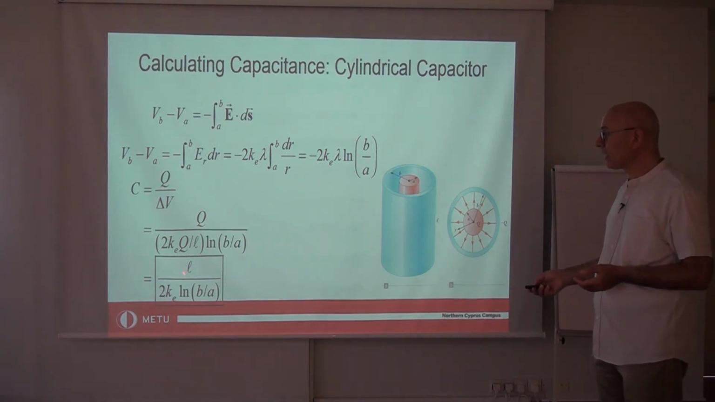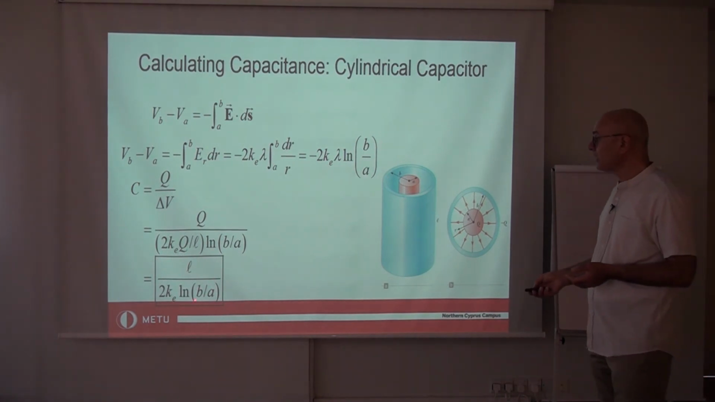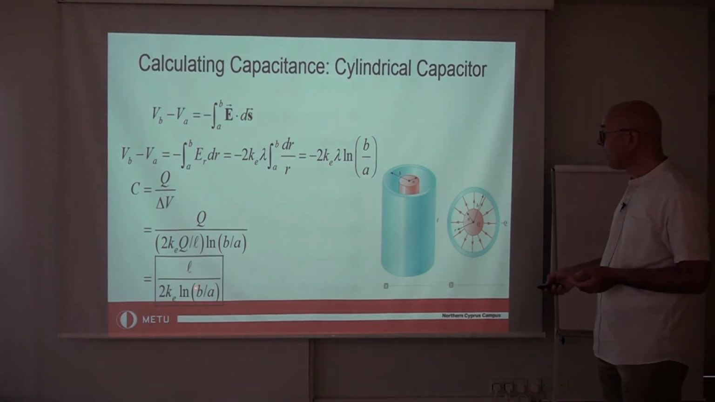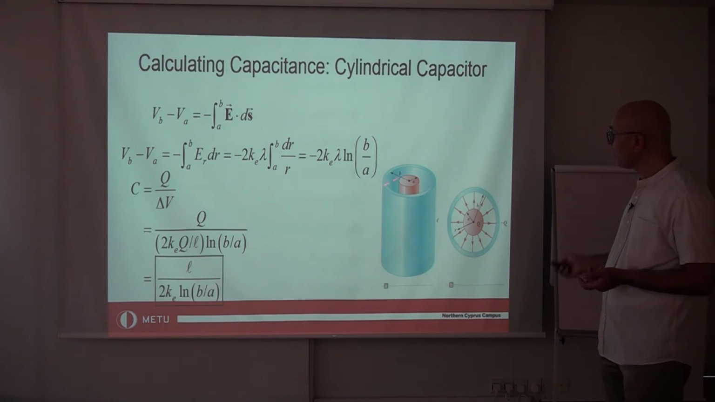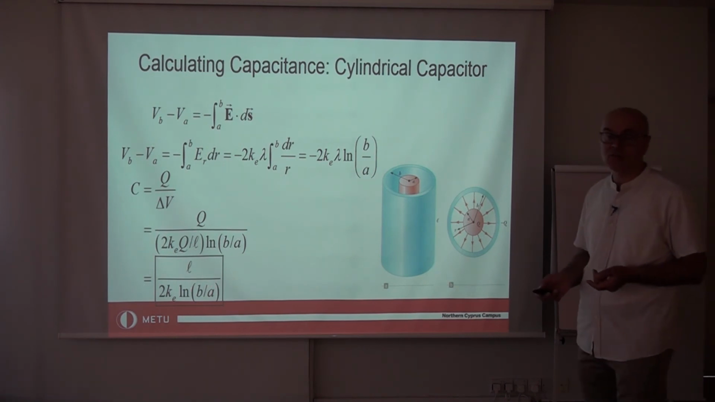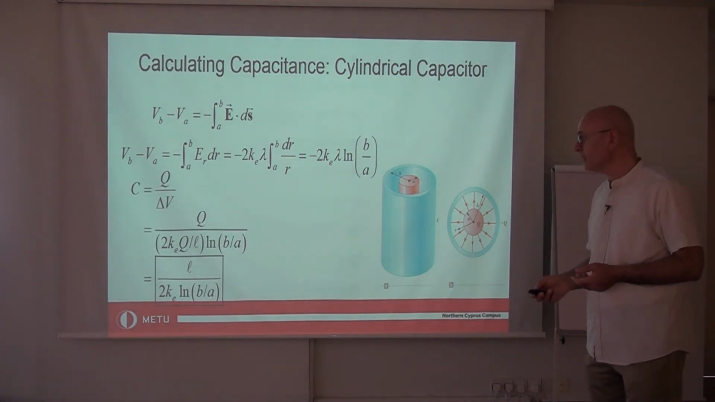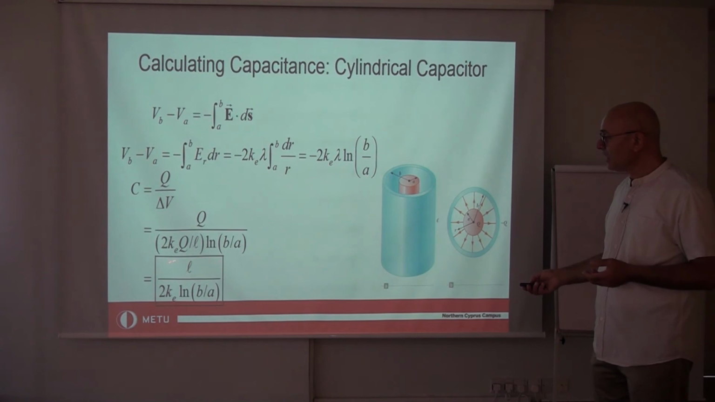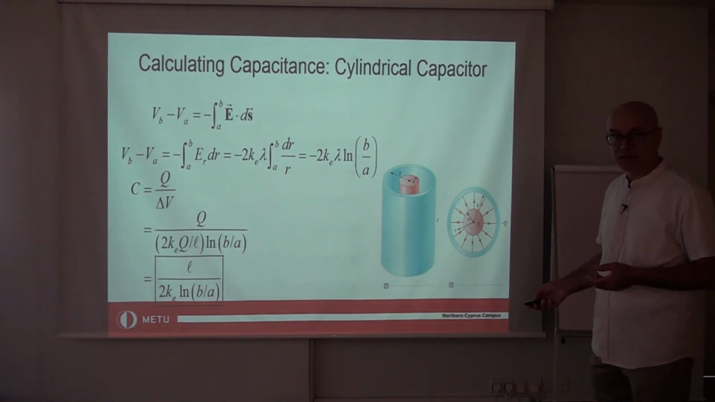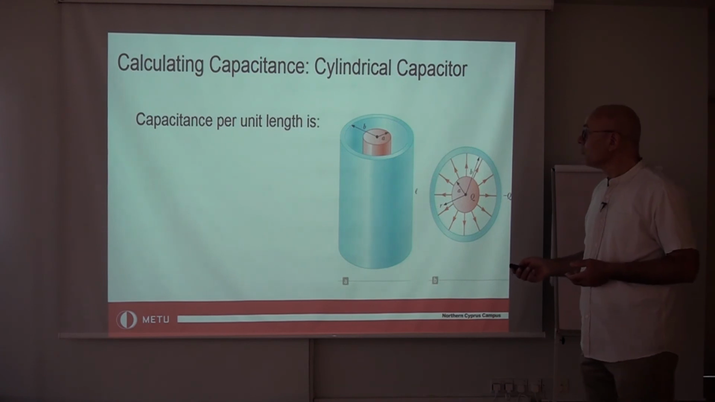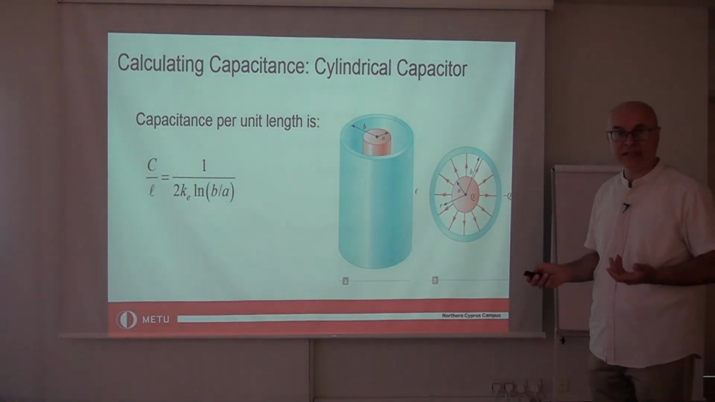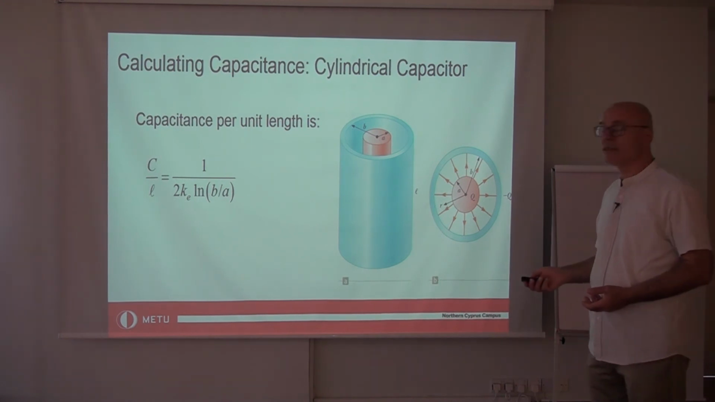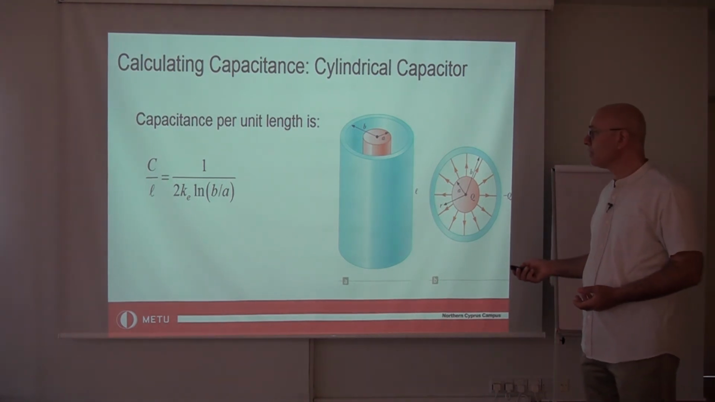It increases by increasing the length of the cylinder or by increasing the ratio between the radius of the outer cylinder to the inner cylinder. So you alter the capacitance by either altering this or altering this ratio. We can define the capacitance per unit length, and in this case you divide by L, and it will depend only on the ratio between B and A.